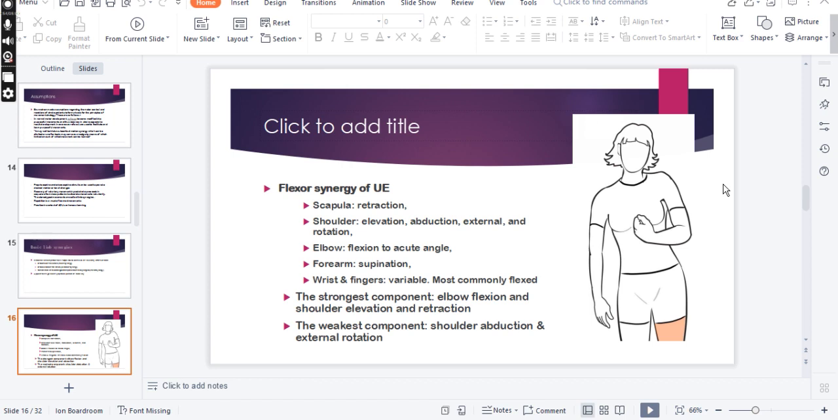Now you have to remember what are the strongest and what are the weakest components of flexor synergies of upper extremities. In flexor synergy of upper extremity, the strongest component is elbow flexion and shoulder elevation and retraction, while the weakest component is shoulder abduction and external rotation. You can make mnemonics of these two to keep them in your mind.